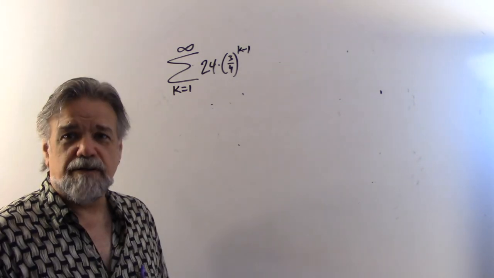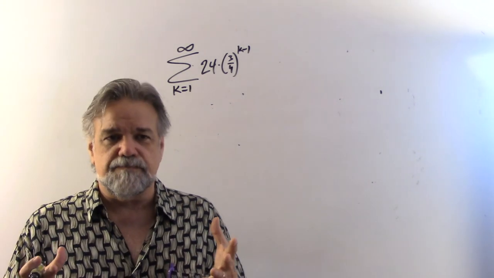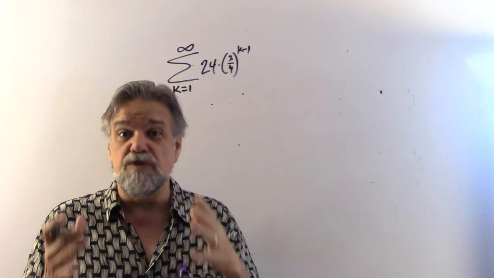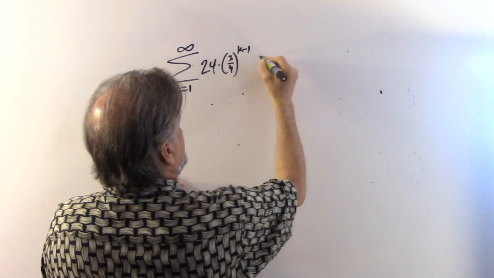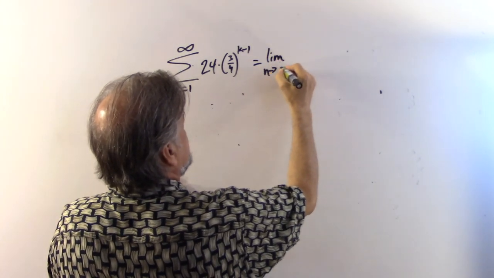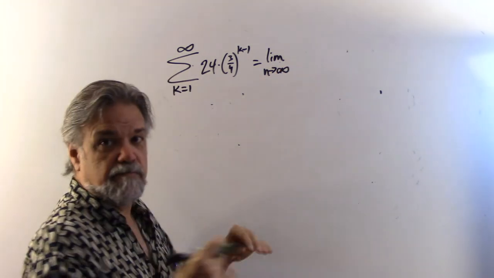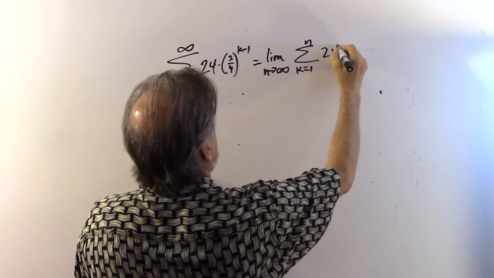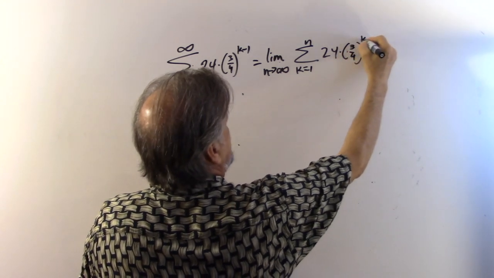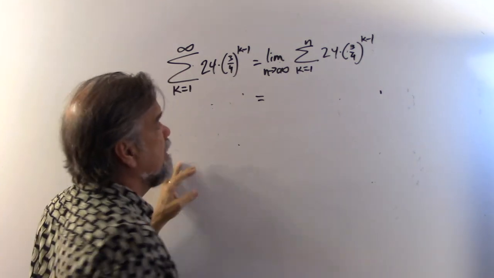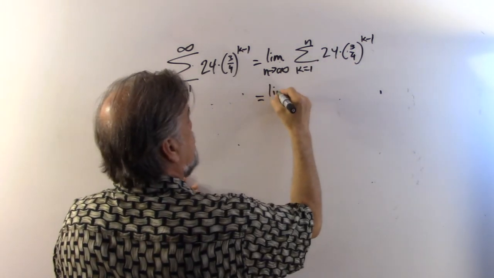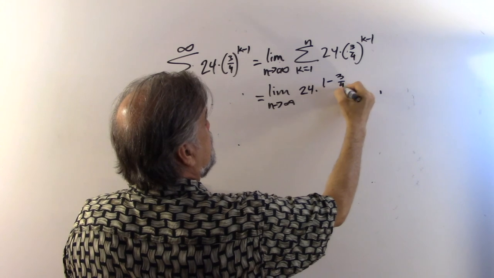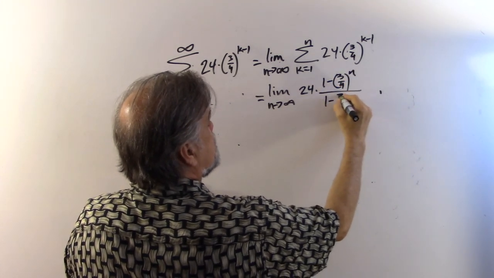So how do I do that? Well, this is how I do it. Think of a finite sum. This is an infinite sum we're talking about, so think of a finite sum, but where n is just really, really big. In other words, I'm going to say the limit as n goes to infinity, so n is getting bigger and bigger, of the sum as k goes from 1 to n of 24 times 3 fourths to the k minus 1 power. Now, I know what that is. That's going to be 24 times (1 minus 3 fourths to the n) over (1 minus 3 fourths).